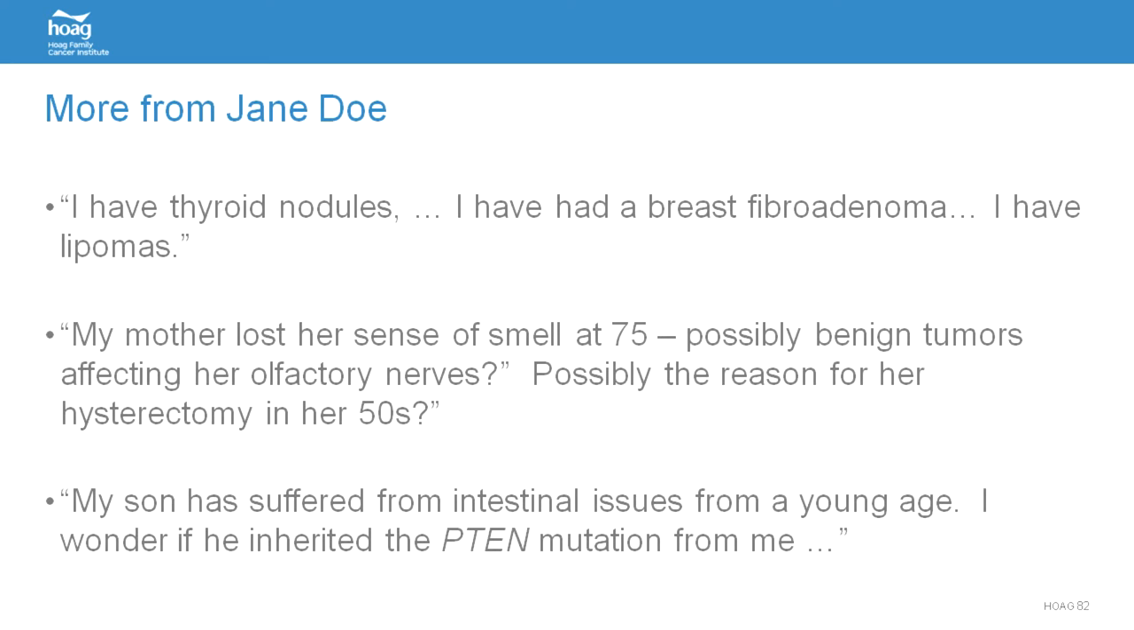So she was mulling this over and analyzing her family. I have thyroid nodules, I had a breast fibroadenoma, I have lipomas, and her mother lost her sense of smell. Maybe it was tumors that affected her nerves, and maybe this is why she had a hysterectomy in her 50s. And her son has suffered from intestinal issues from a young age, and I wonder if he inherited the PTEN mutation from me.